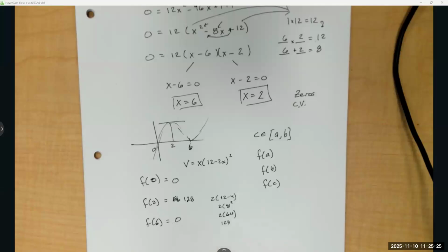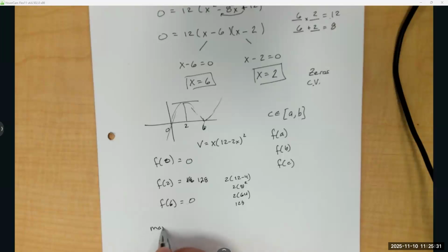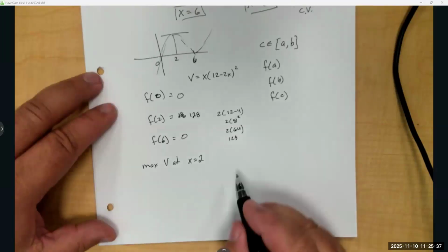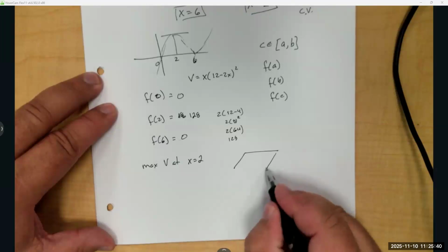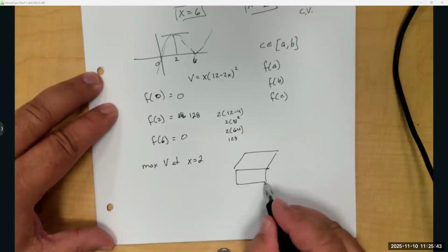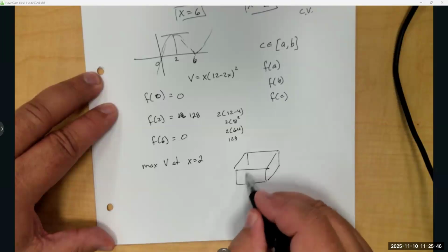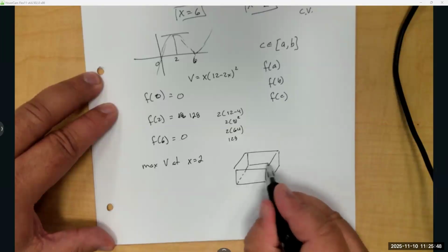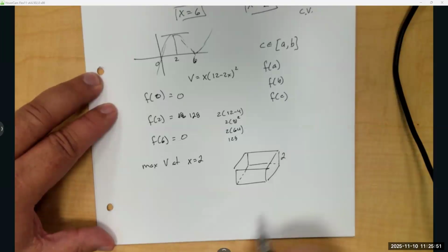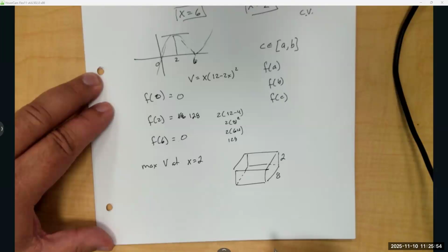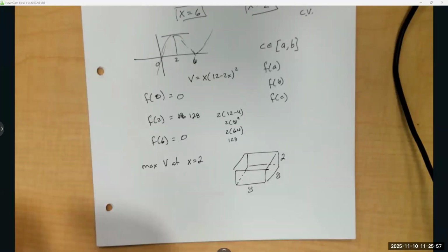So the maximum air volume we'll have is at x equals 2. So our box will be 2 inches high, 8 inches long, and 8 inches wide. That's going to hold the most. So far, so straightforward. Okay.